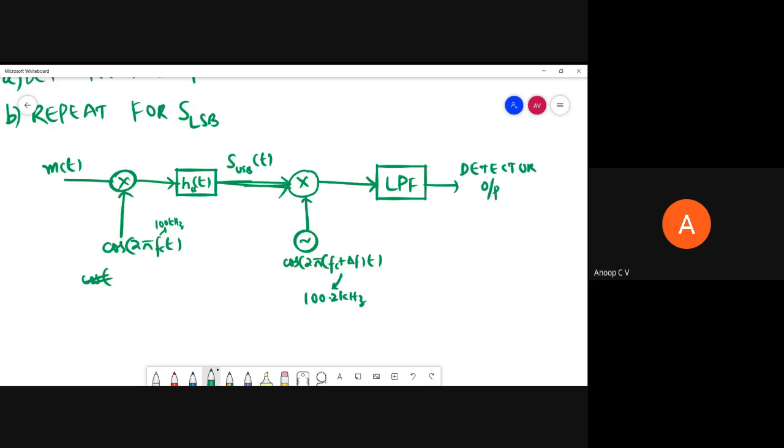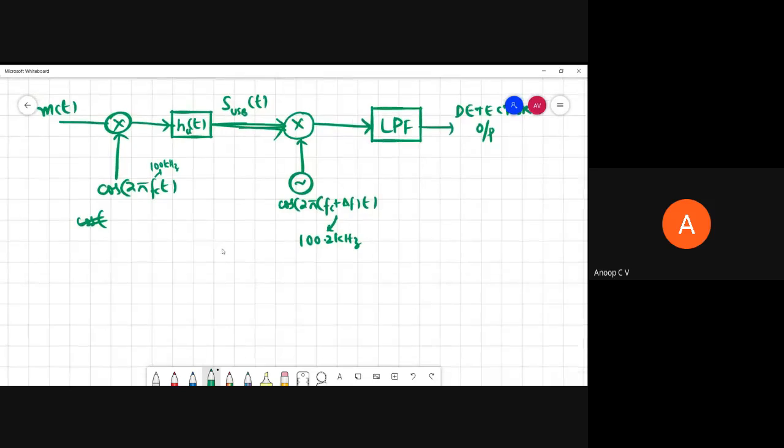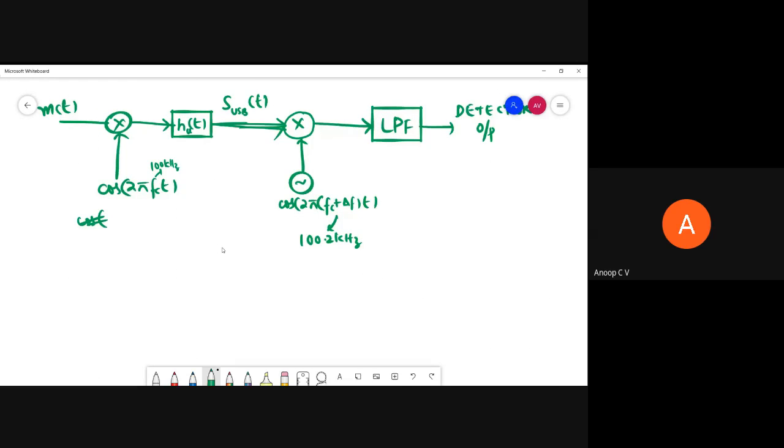So now we should know what this m of t is, and what this cos 2 pi fc t is. So for the carrier and message, I'll just note down: this m of t has three frequency components, namely 100 hertz, 200 hertz, and 400 hertz. So you don't have to get confused.